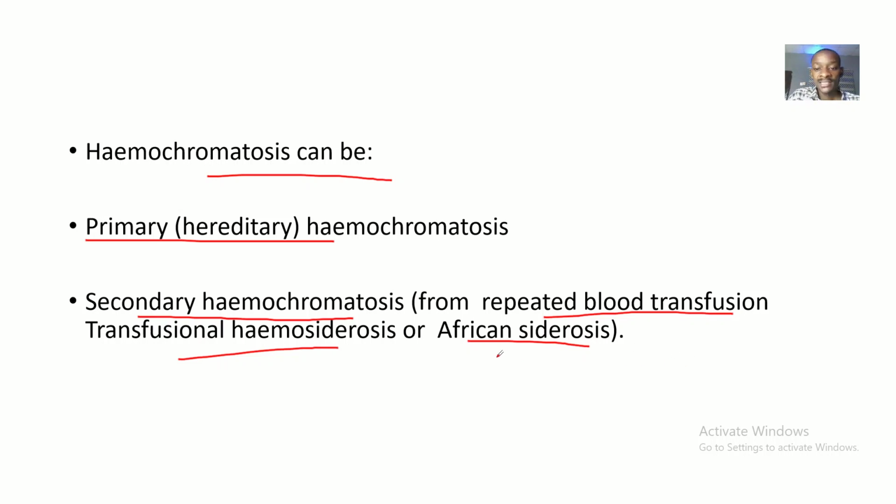And African siderosis is where some Africans have a gene defect that leads to too much absorption of iron. Do you understand? So if you have a gene problem causing too much absorption of iron, and you are still taking diets that have a lot of iron, because Africans take a lot of meat.